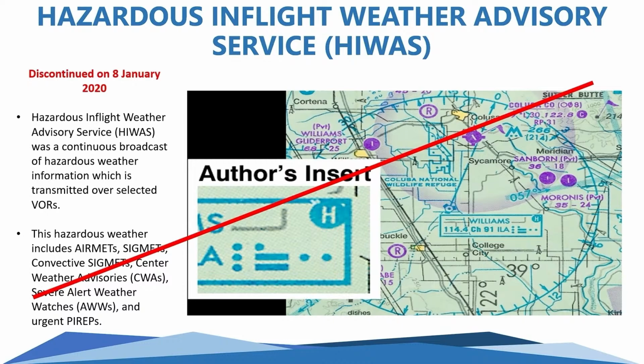A couple that have departed us are going to be the HIWAS, which was called the Hazardous In-Flight Weather Advisory Service. This was discontinued last year, January 8th. If you have any old charts, if you were to look at any of the VORs, you would see these H's, and the H would tell you that it had HIWAS capabilities. It was just an automated voice that would let you know, within a large geographic area, that there was either going to be a SIGMET, an AIRMET, or something else associated with it.